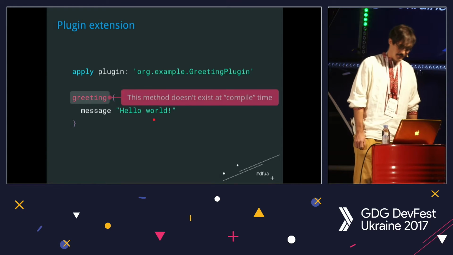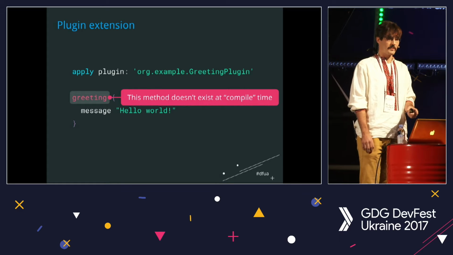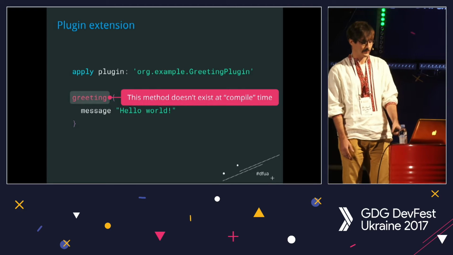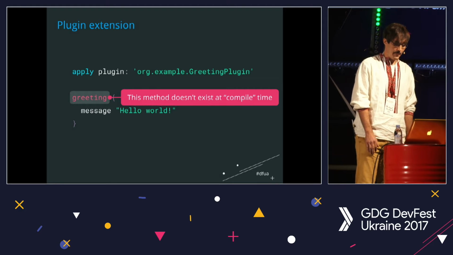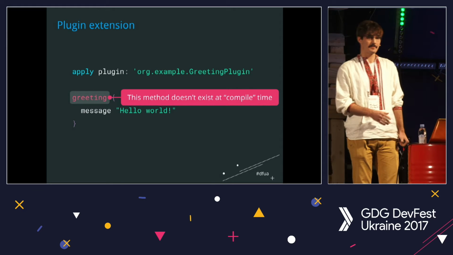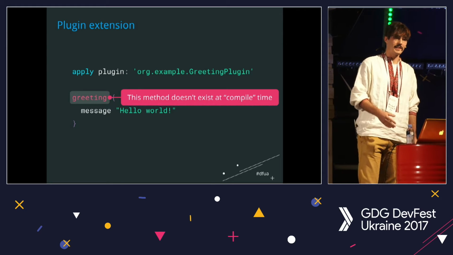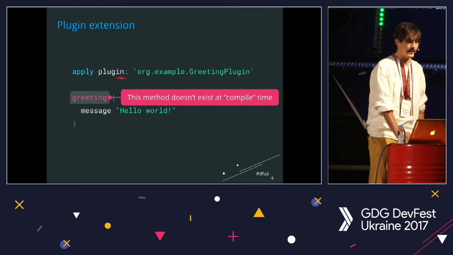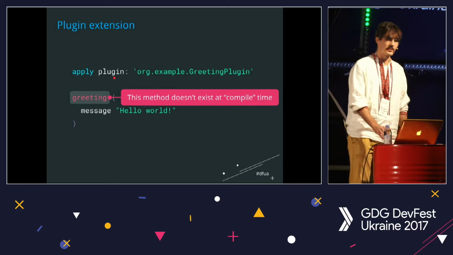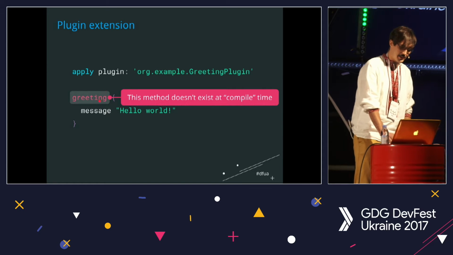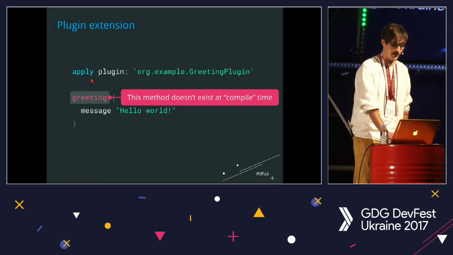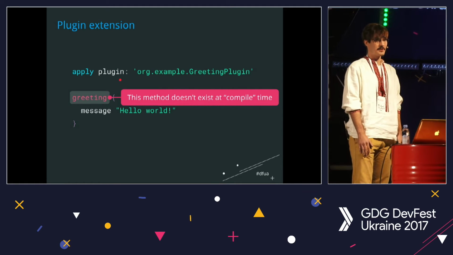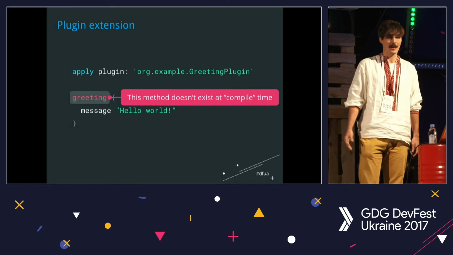What's interesting here is that greeting is a method with a single parameter closure with this message property. And this method does not exist in build script namespace before this line. So you cannot call your greeting method before this line. And for a statically typed language, this is a problem. You can't compile such code.